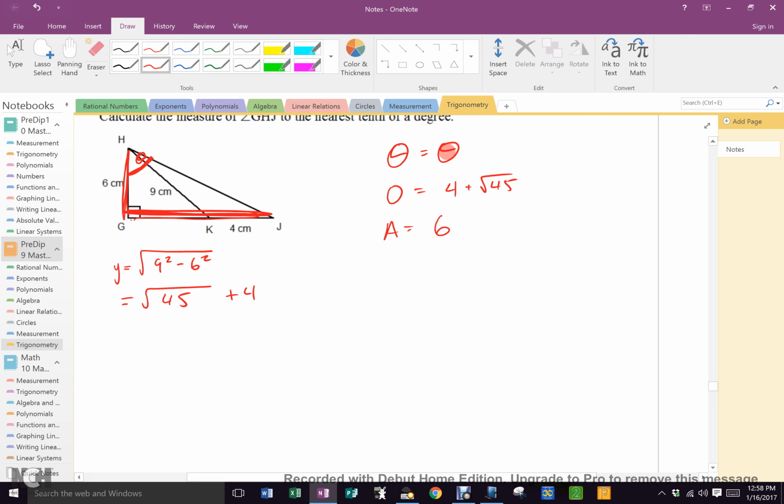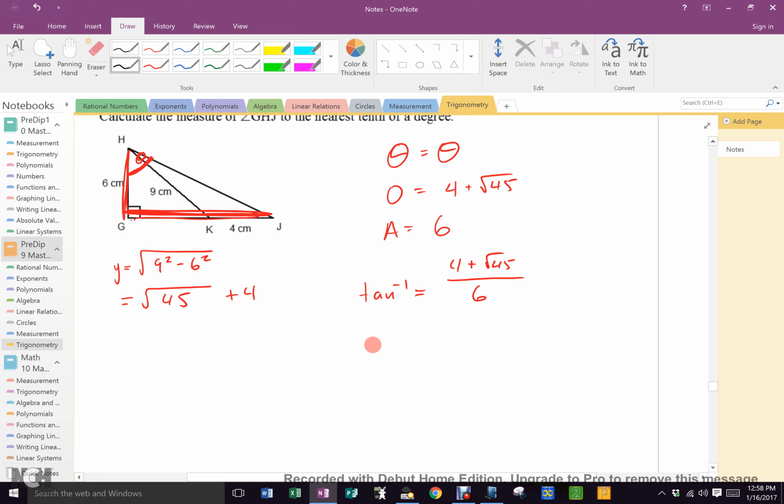I need an angle. So is it shift tan or tan? Shift tan. Tan theta equals opposite, 4 plus root 45, over 6. Now this is really hard to punch into your calculator because it's different for every machine. But it can be done in one go.